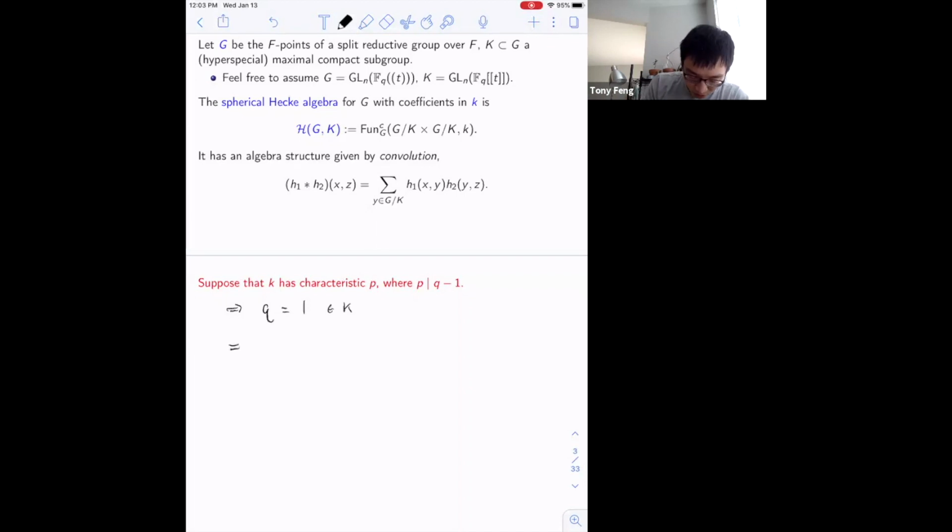Concretely, this means there will be an embedding of a cyclic group of order P into the group of units of my residue field, which I could think of as the points of G_m over F_q. And then I'm going to embed this by the usual regular cocharacter 2 rho into G.